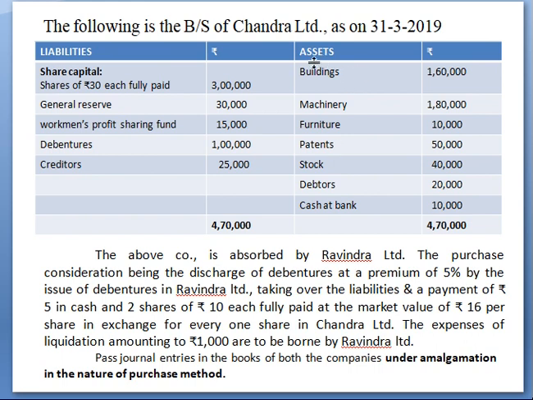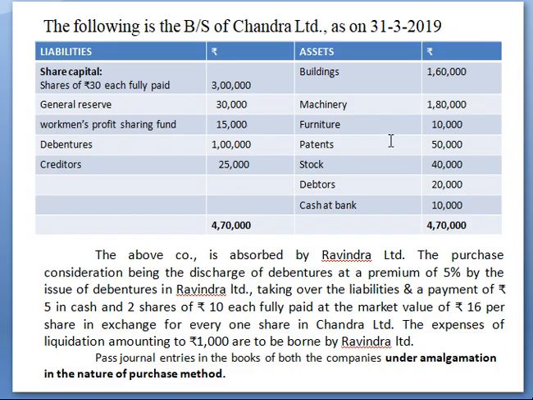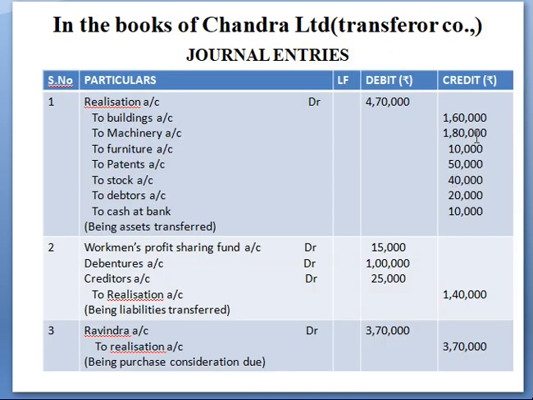Now your entry will be realization account debit to buildings account 1,60,000, to machinery account 1,80,000, to furniture account 1,60,000. Next, to patent account 1,50,000, to stock account 40,000, to debtors account 20,000, and to cash at bank account 10,000. This is your entry. And your second one is for the transfer of liabilities.